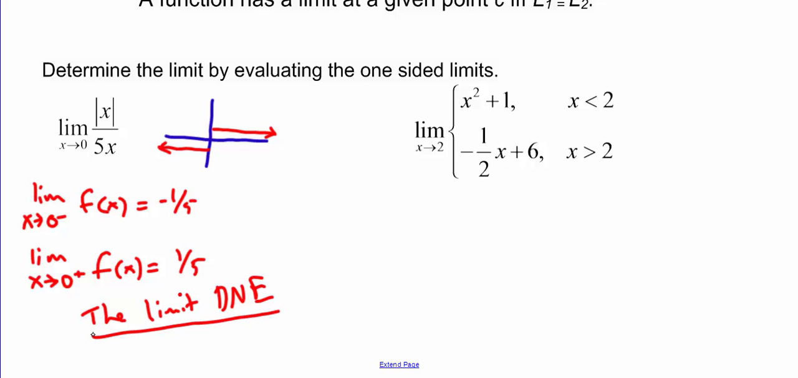Now, why doesn't the limit exist? Well, left and right behaviors have to agree. And in this case, they do not. All right, so let's look at the next one.